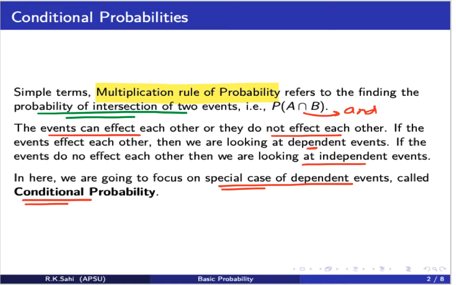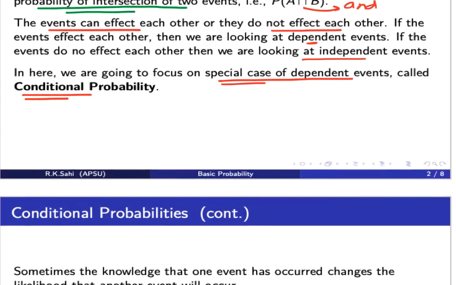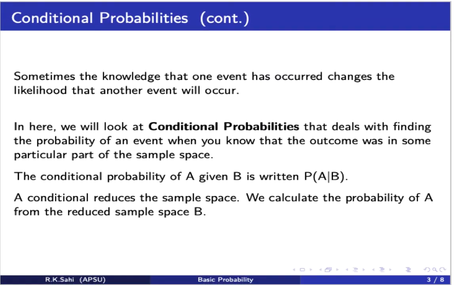Once again, in this video session, our focus is on conditional probability. Okay, let's look further into what conditional probability is. The knowledge that one event has occurred will have an effect on another event, and that is something to be considered. So when we talk about conditional probabilities, we're dealing with the probability of an event when we know that the outcome was in some particular part of the sample space.